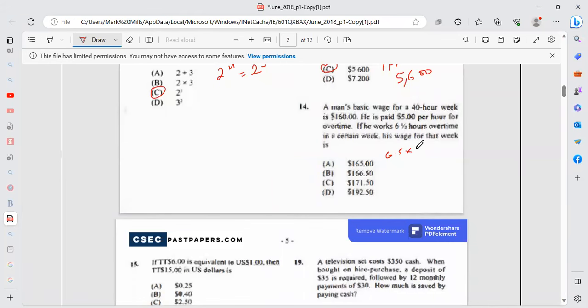6.5 times 5. What do you get? 32.5. Now, you want to find the total wage for the work week. What will I do next? Add 160 plus 32.5. Which will give me, what do we get? 192.5. Thank you. So the answer is D.